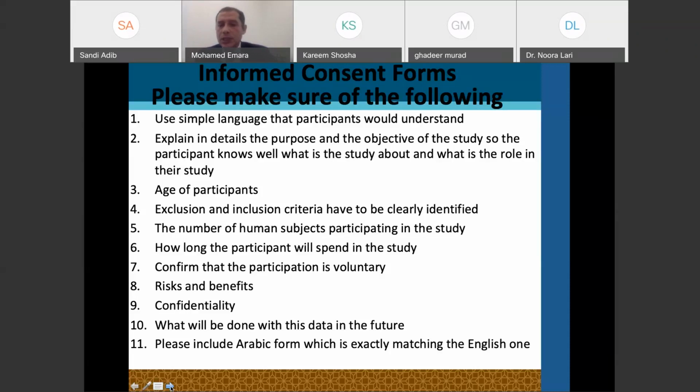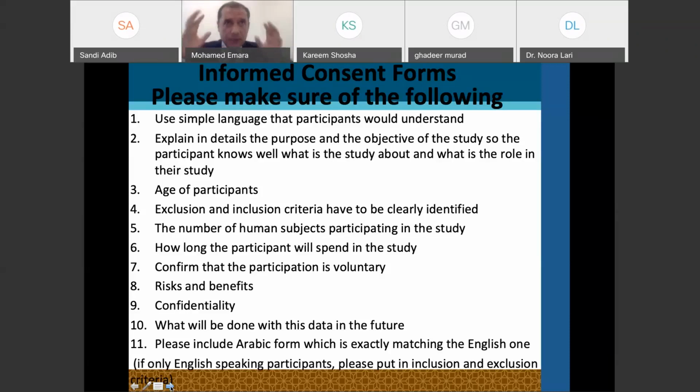Please include the Arabic form, which exactly matches the English one. Please don't forget that. And if there is no English speaking participant, please include this in the inclusion-exclusion criteria. I hope that I have covered everything I had in mind in terms of the informed consent form. And usually, when we do the revision, we get back to you to remind you of things. It's no harm in this. We need to be collaborative with each other.